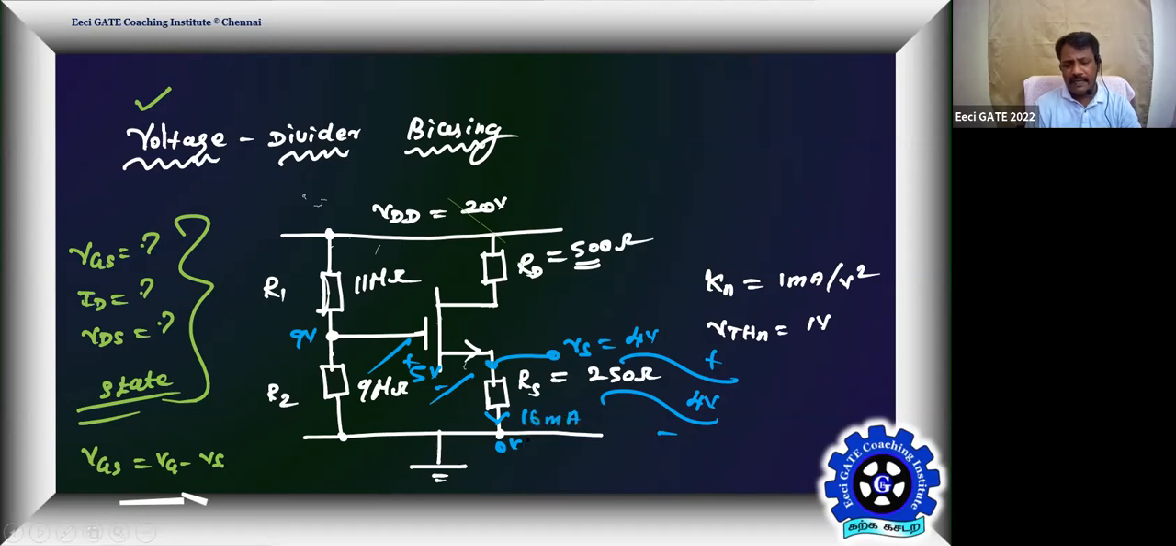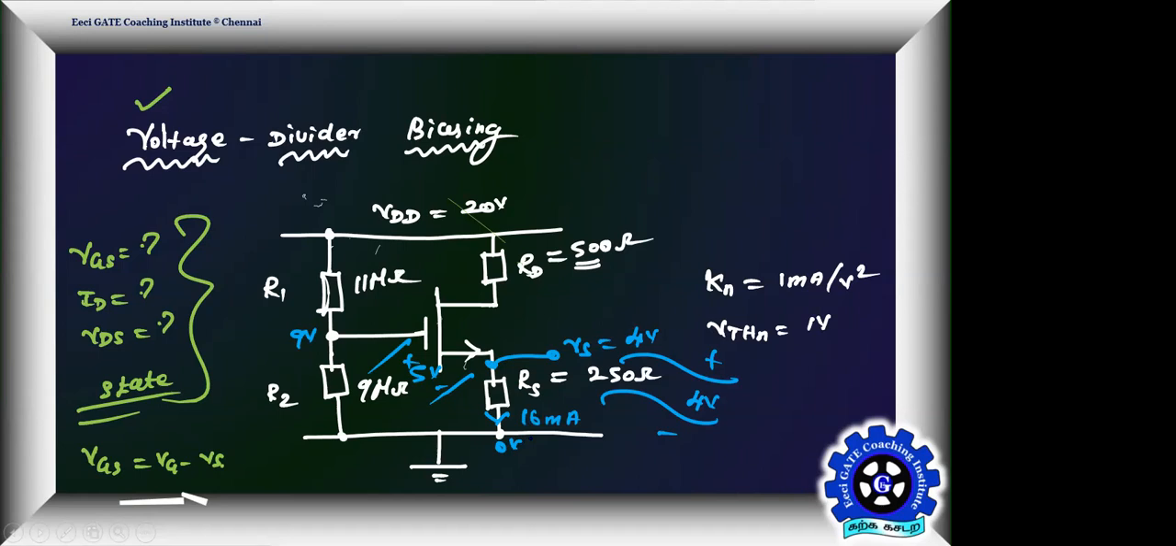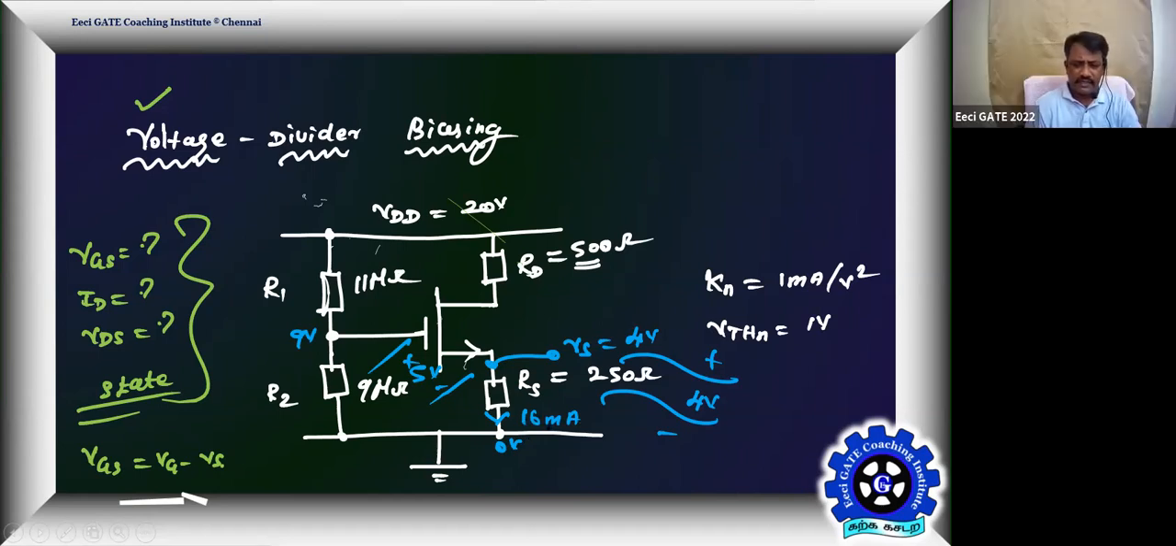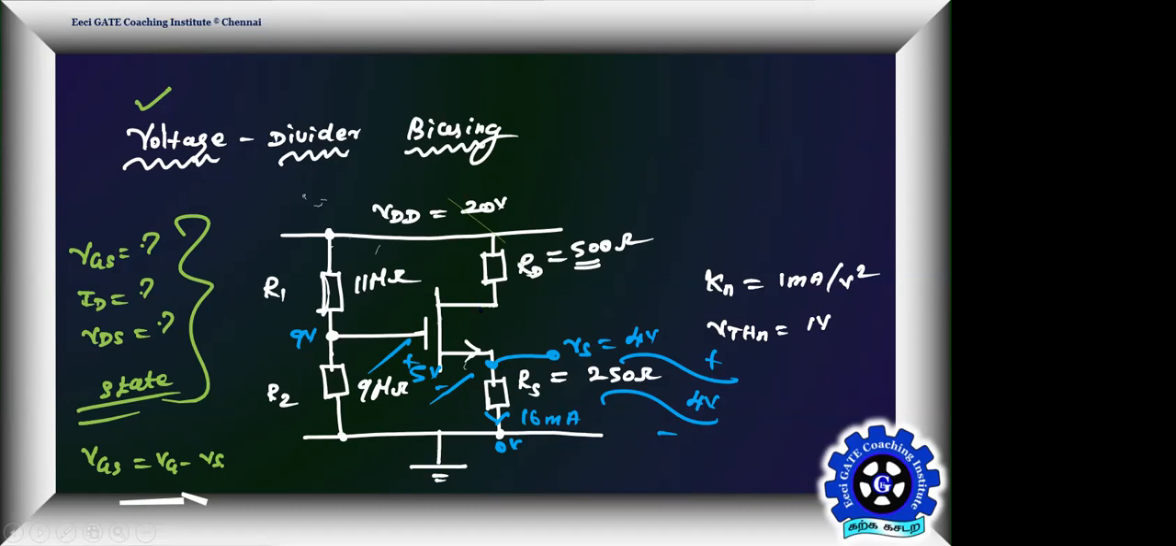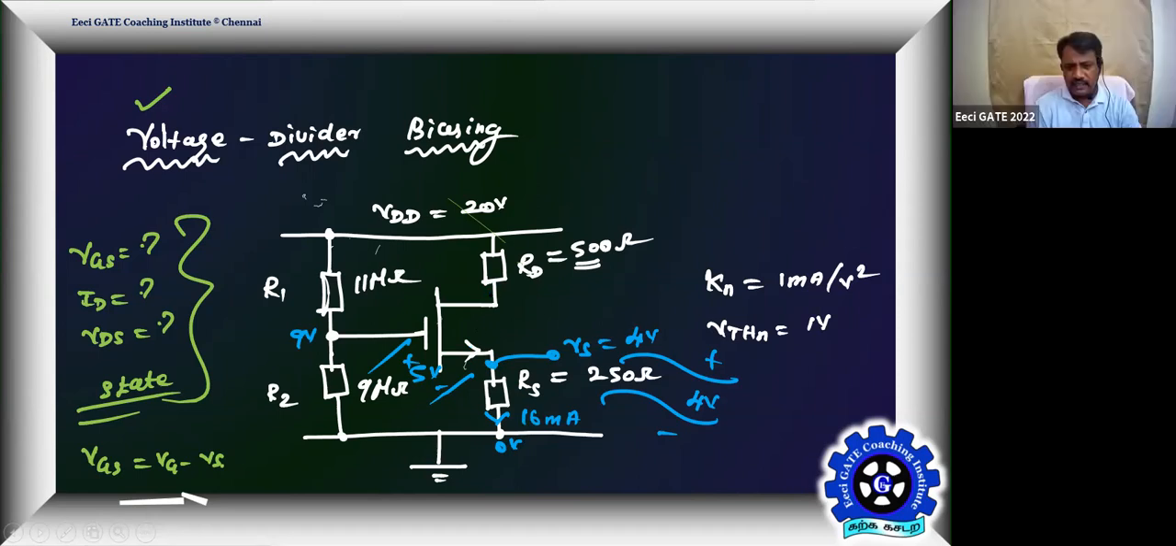Milliamps, everything is important. 4 by 250, you will get 16 times 10 power minus 3, so 16 milliamps, correct? Getting? Yes, sir. Okay, that's your channel current, assuming the device is in saturation. Then 16 milliamps across 500 will make a drop of how much? 8 volt. 16 into 0.5 K, 8 volt.